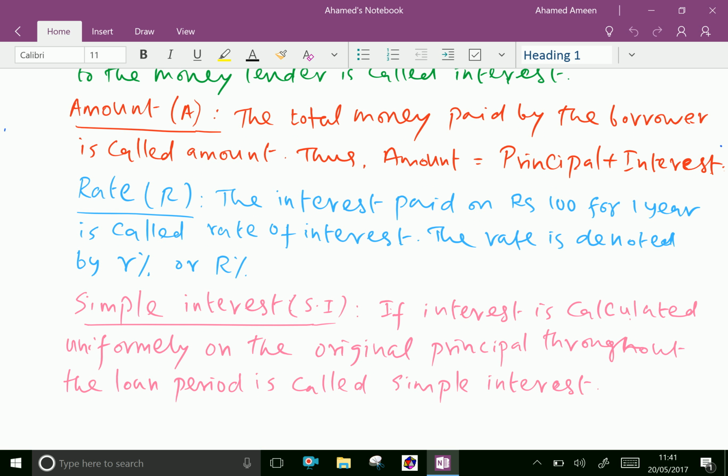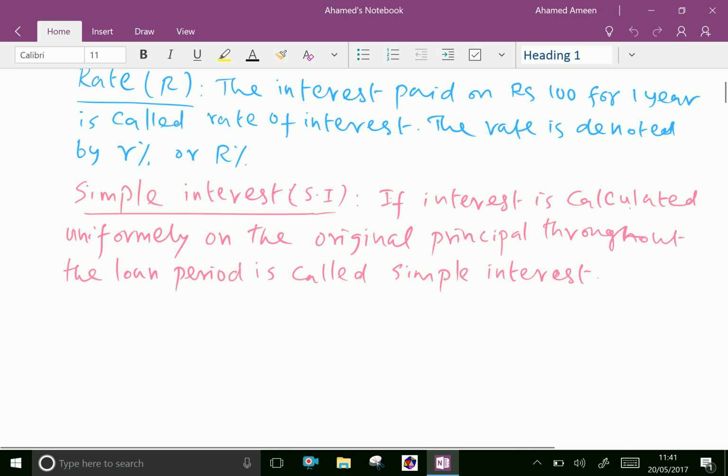Rate. The interest paid on rupees 100 for 1 year is called the rate of interest. The rate is denoted by R%. Simple interest, SI. If interest is calculated uniformly on the original principal throughout the loan period, it is called simple interest.